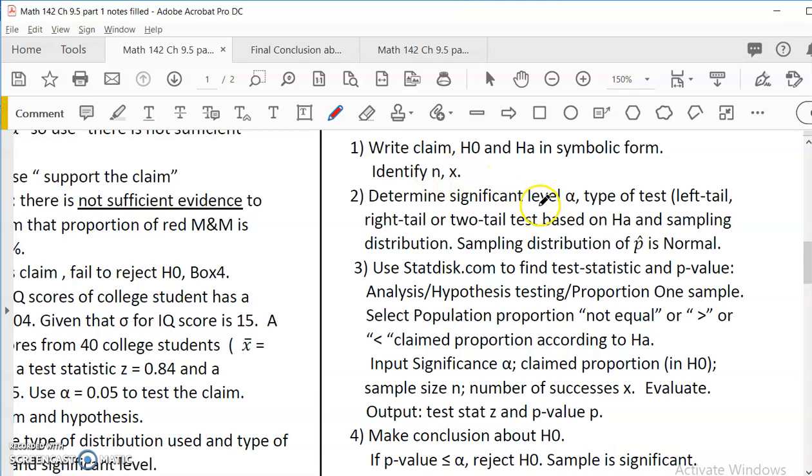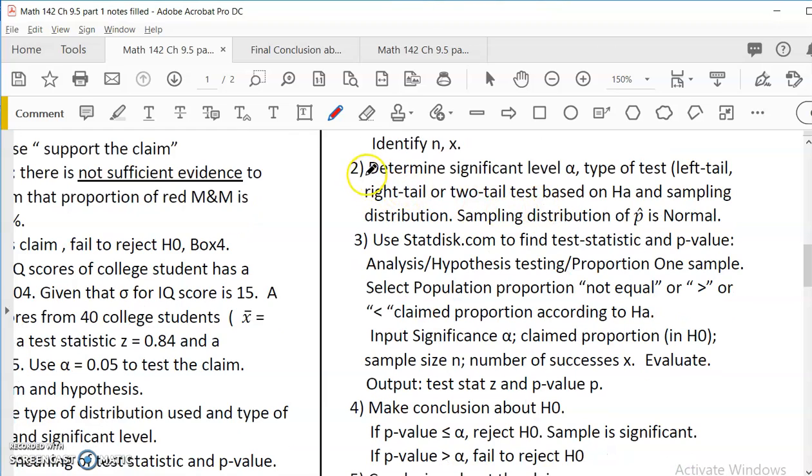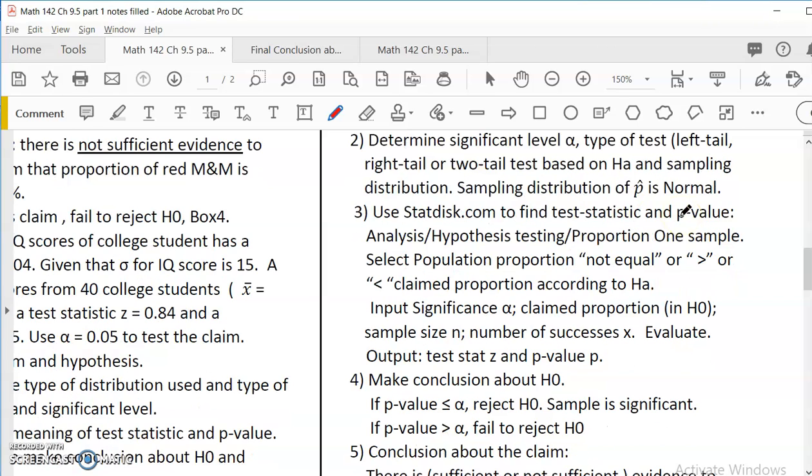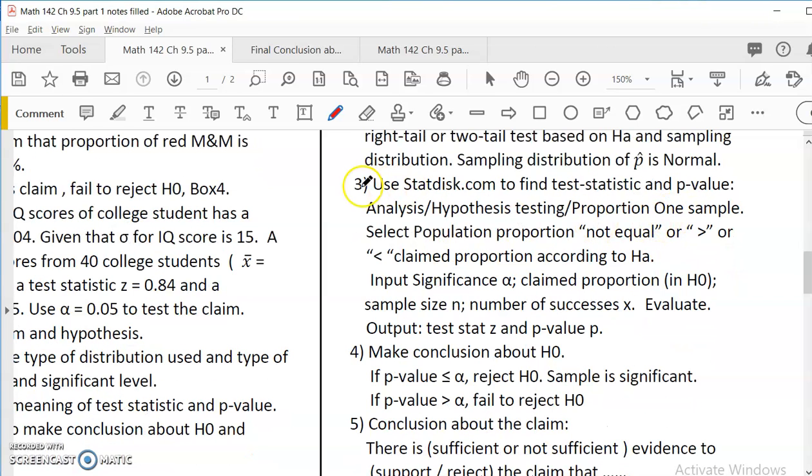N is the sample size. Then number 2 is to identify the significance level and what type of test you're doing because you are ready to put it in the calculator, and also the sampling distribution of p hat, which is always normal. The third step is the major thing that we add, for calculating the p-value and test statistic z.